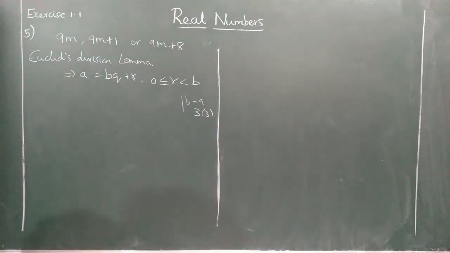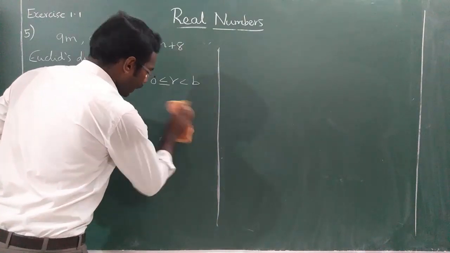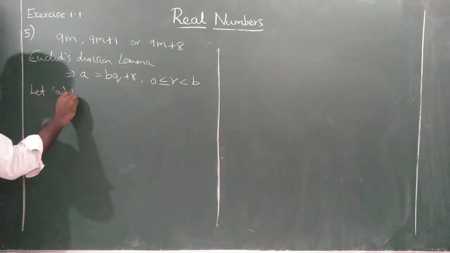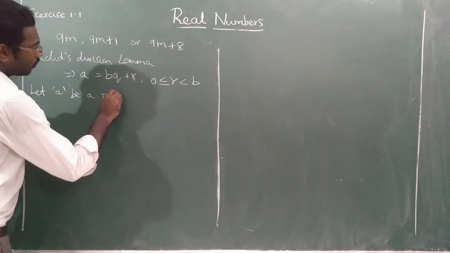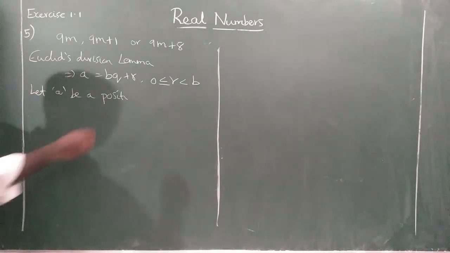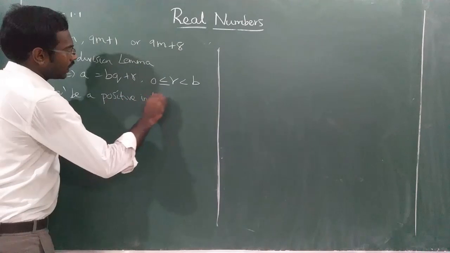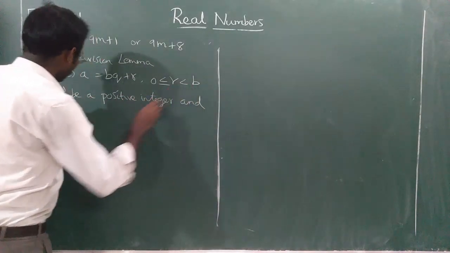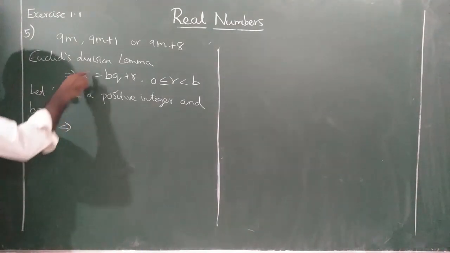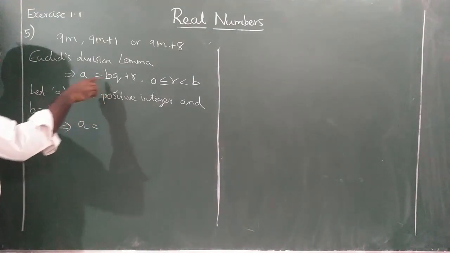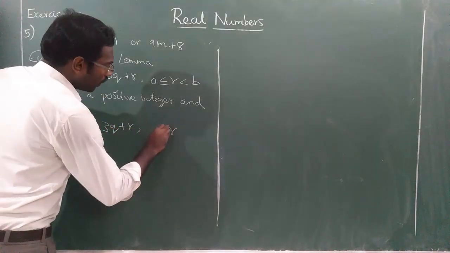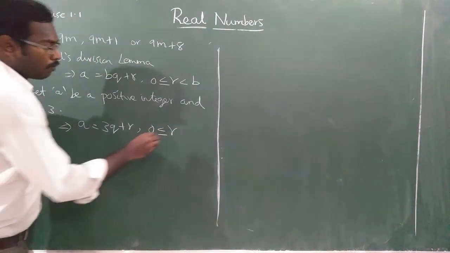Okay. So you will write like this. Let a be a positive integer, as is there in the question, and b is equal to 3. Okay. So now Euclid's lemma gives a is equal to, in the place of b what we will write? 3q plus r, where r value is greater than or equal to 0 but less than b.